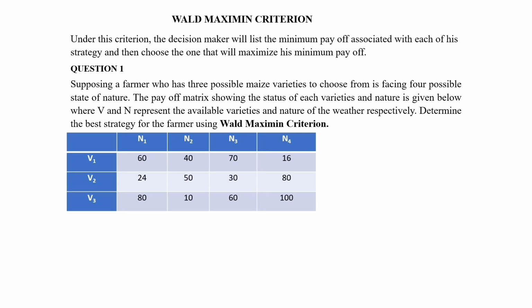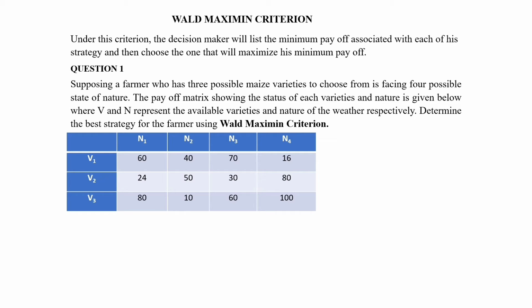Under the Wald Maximin Criterion, as the name implies, the decision maker will first list the minimum payoff associated with each of his strategies and then choose the one that will maximize his minimum payoff. That is why it is called Wald Maximin Criterion, that is the maximum of the minimum. After listing the minimum payoff associated with the strategy, he or she is going to choose the maximum among the minimum payoffs which are associated with the strategies.